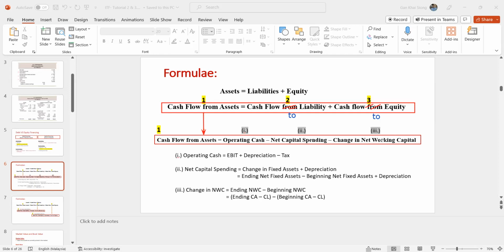Usually this kind of formula will be provided. Maybe the sub-formulas will not be provided in your midterms. Now, I want to zoom in even more.